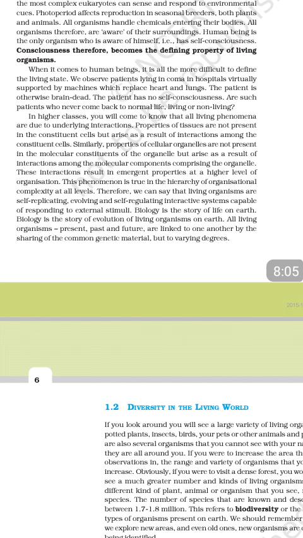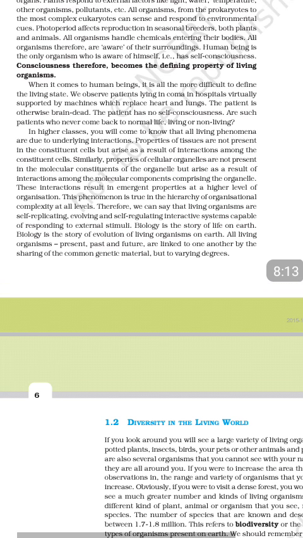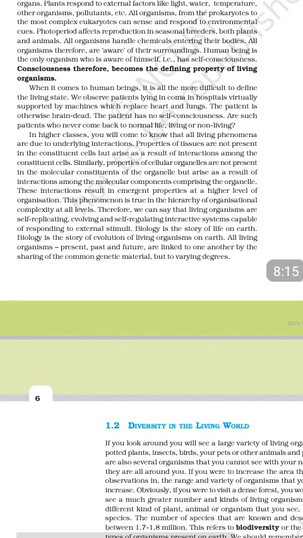Biology is the story of life on Earth. Biology is the story of evolution of living organisms on Earth. All living organisms, present, past, and future, are linked to one another by the sharing of the common genetic material, but to varying degrees.